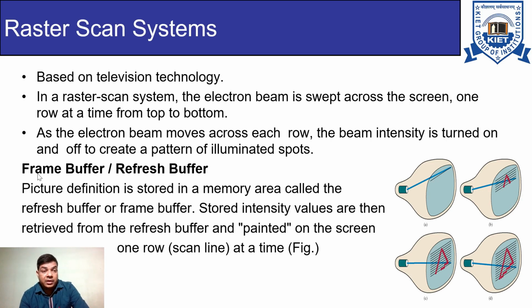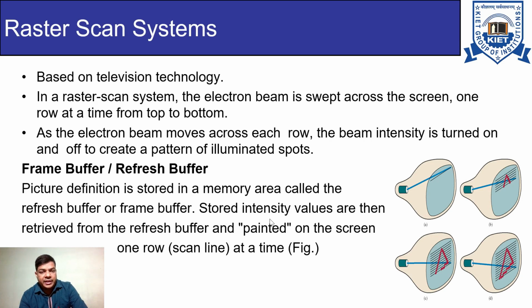Now in a raster scan system we have one memory that is called the frame buffer or refresh buffer. Picture definition is stored in a memory area called the refresh buffer or frame buffer. So whatever picture we have to draw, we have to keep the information of the picture in a memory area, and that memory area is called the frame buffer or refresh buffer.